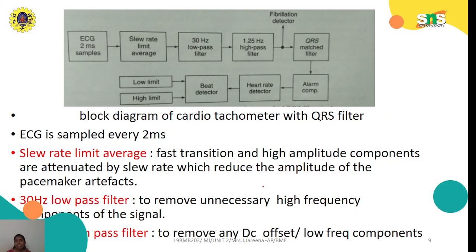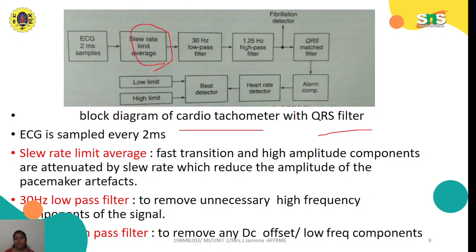Now let's see the block diagram we use to design a cardiotachometer, which is nothing but an instantaneous heart rate meter with the QRS filter. Here the first block is the ECG with 2 millisecond samples. That means the sample of ECG is taken every 2 milliseconds. The output of this block is fed into the next block, which is the slew rate limit average.